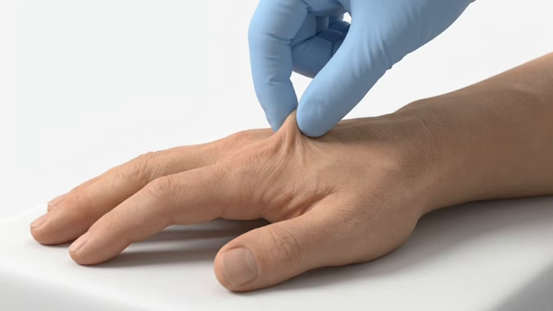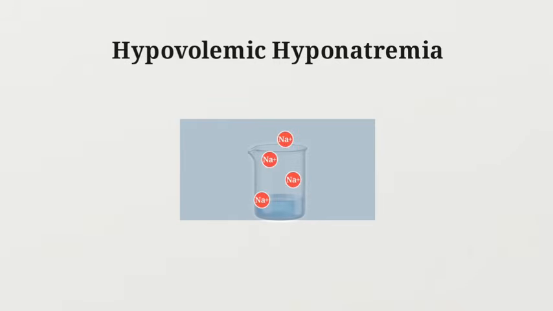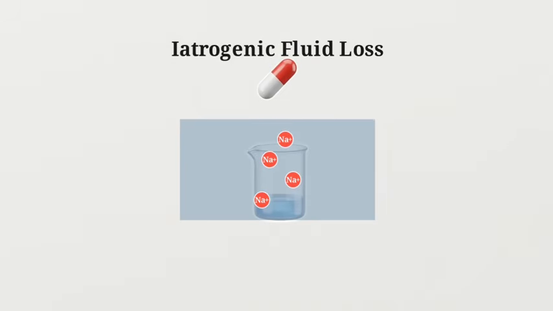Hypovolemia is a state where the patient is severely volume depleted. They are physically dry. If we visualize the internal vascular space as a beaker, we see a depleted waterline with sparse sodium particles. Both elements are low. This state is often driven by iatrogenic, or medication-induced, fluid loss. The primary drivers of this medical fluid loss are diuretics, specifically Lasix and thiazides, which force the kidneys to excrete volume.